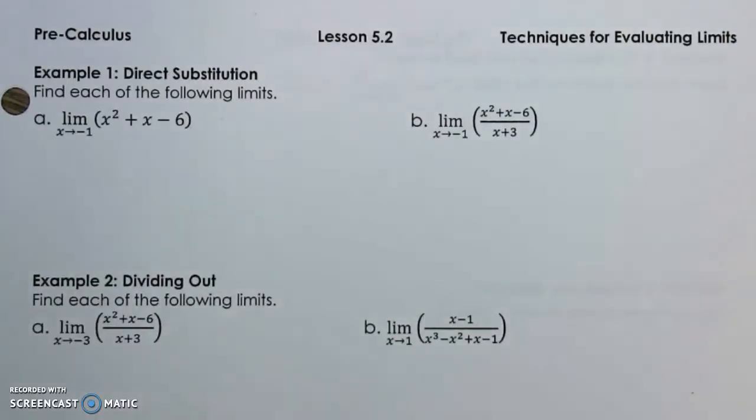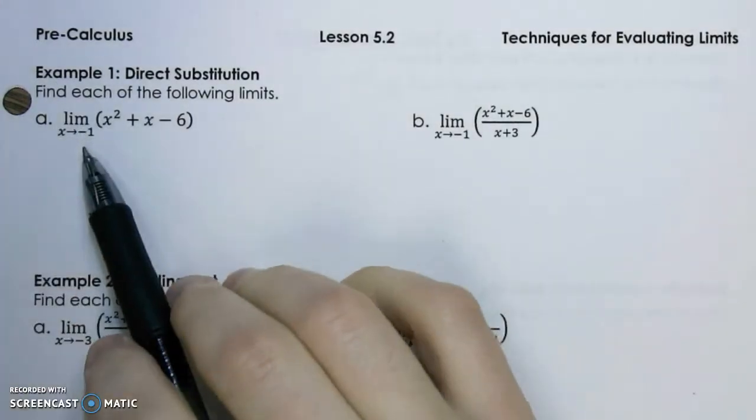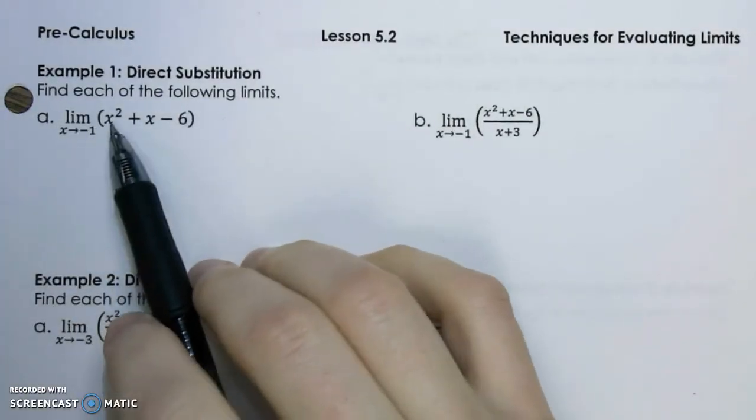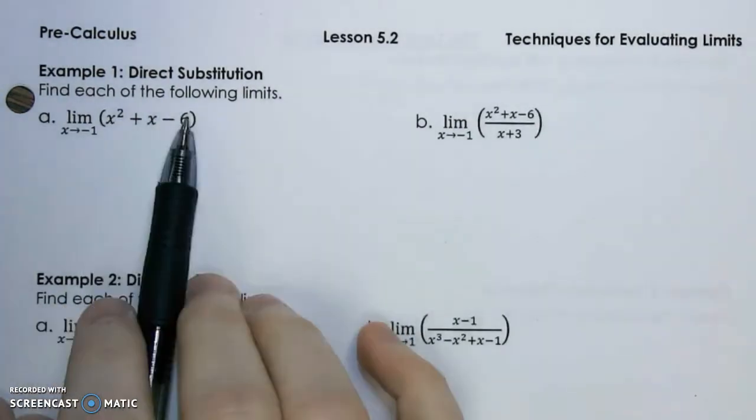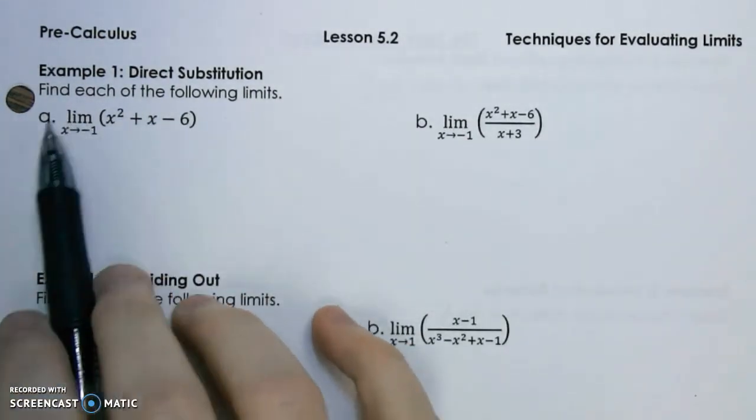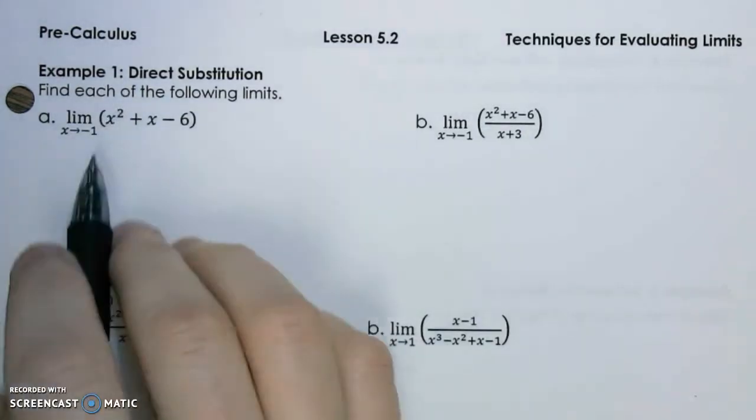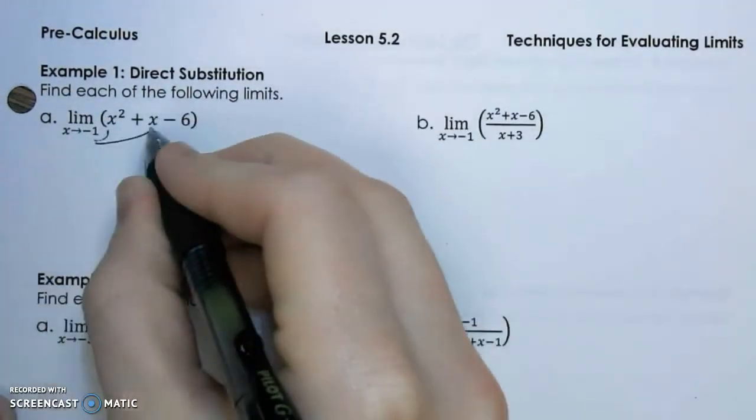In lesson 5.2, we are talking about techniques for evaluating limits. You always start by just plugging in your x value and see if direct substitution will work. So if I want to know what the y value of this function is at -1, which is what this is asking, you're just going to plug -1 in for the x values.